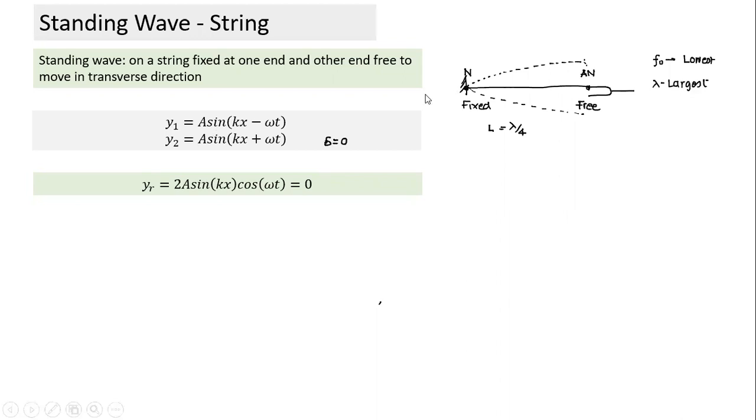What is the other end condition now? The second boundary condition is at x is equal to L, it is an anti-node. So how do we write this condition in terms of an equation? If it is an anti-node at x is equal to L, amplitude is maximum. This is the amplitude term. Amplitude will be maximum and this term is equal to 1. That's the condition. So at x is equal to L, sine kx has to be equal to 1. That's the boundary condition for x is equal to L being an anti-node.